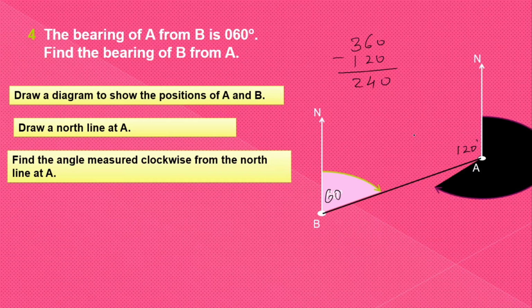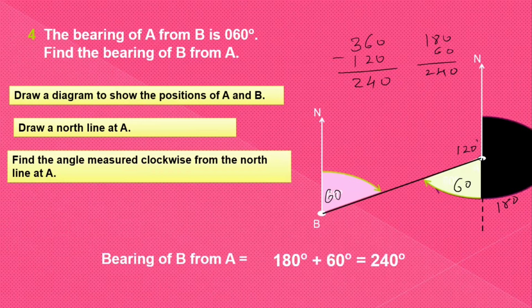This is one of the ways. The other way of doing it is you can draw a straight line over here, and this straight angle is going to be 180 degrees, and alternate angles are equal. So this is 60. So 180 plus 60, again, you are going to get 240. So these are the two ways how you can find the bearing of B from A. Okay.